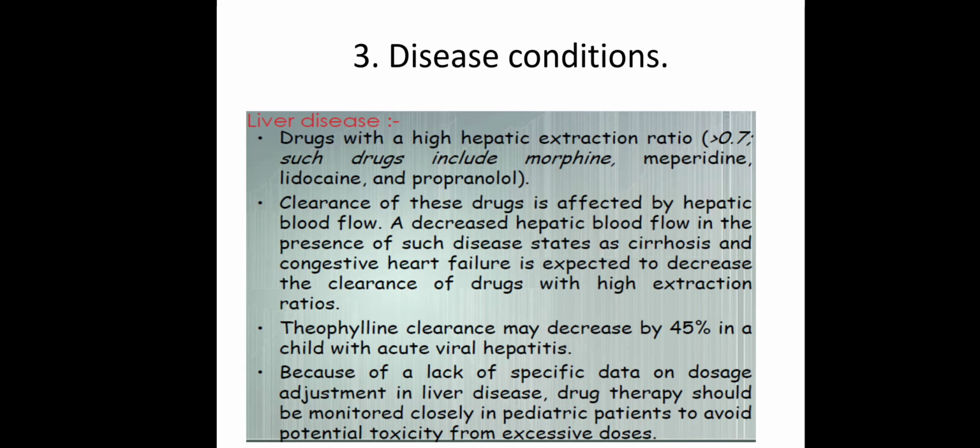Third one, disease conditions. Liver disease. Drugs with a high hepatic extraction ratio, greater than 0.7, include morphine, lidocaine, and propranolol. Clearance of these drugs is affected by hepatic blood flow. A decreased hepatic blood flow in disease states such as cirrhosis and congestive heart failure is expected to decrease the clearance of drugs with high extraction ratio.